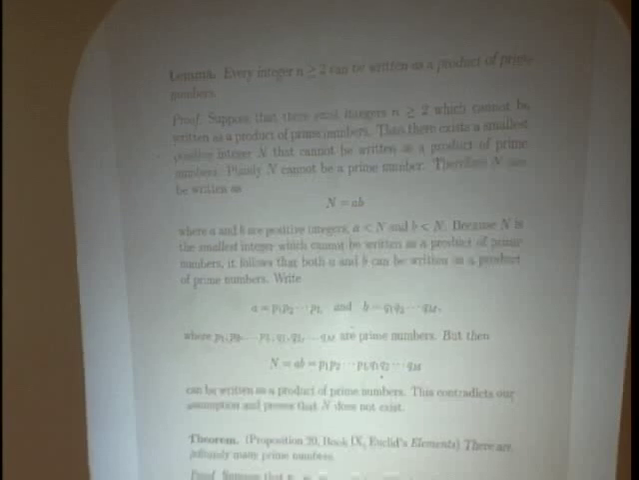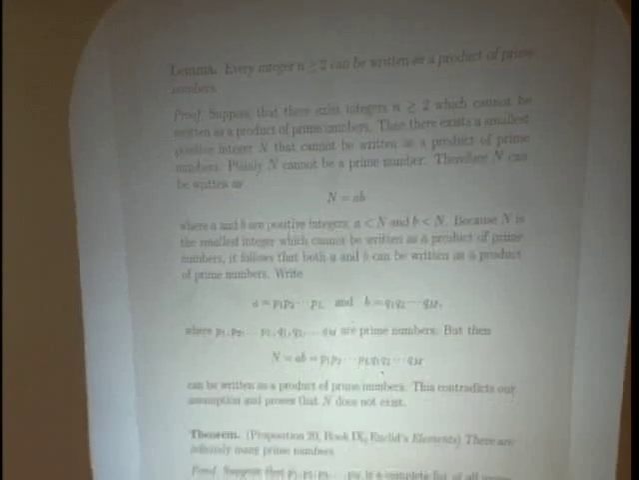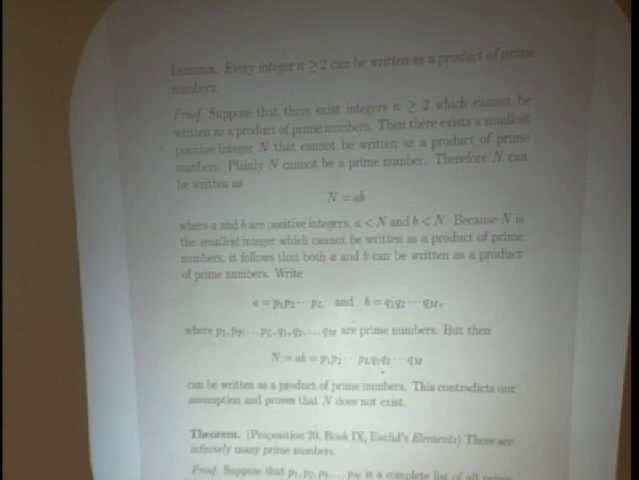Now, let me switch to some more constructive results about primes. I hesitate to prove theorems here, but these theorems are about 2,300 years old, so I feel like we can handle this. This first lemma tells us the important fact that every integer n greater than or equal to 2 can be written as a product of prime numbers. And the proof almost proves itself, really.